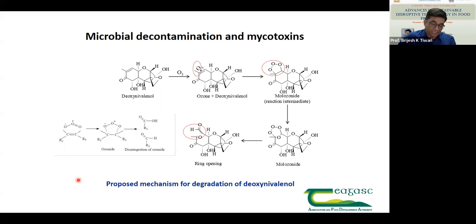A similar thing can happen with aflatoxin. These reactions are not exactly as proposed here. This is a hypothetical one, but that's the main mechanism of how ozone degrades, by attacking the C=C double bond. In a similar fashion, it also degrades anthocyanins and other bioactive compounds.